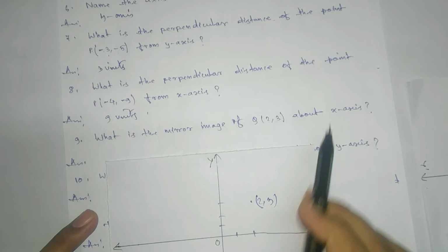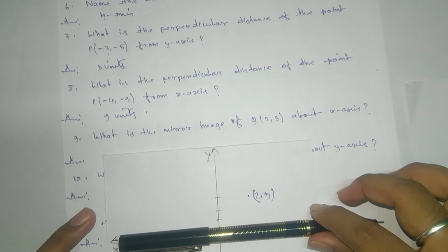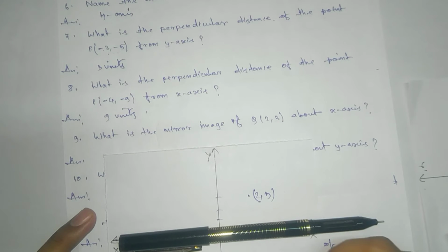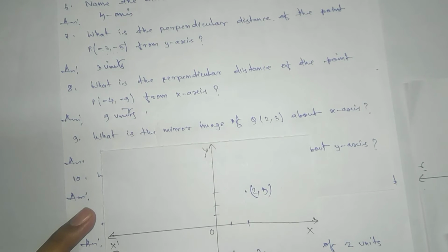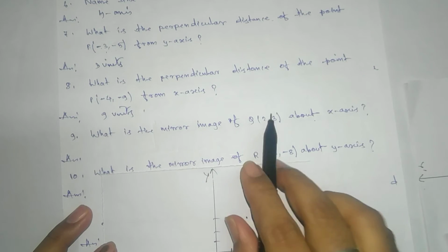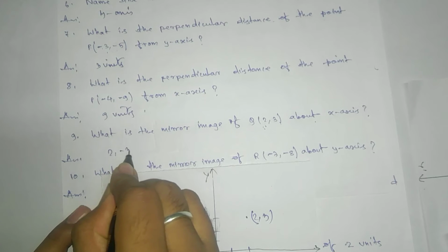So now it's saying about x-axis. So if you keep your mirror here, your image will be this side, opposite of it. That means the same distance here, so 2, but it is below the x-axis, that means minus 3. So the mirror image for this point 2, 3 about x-axis will be 2, minus 3.